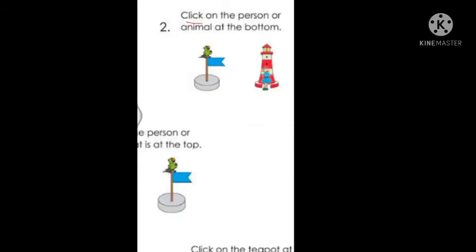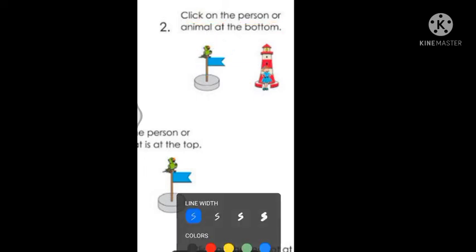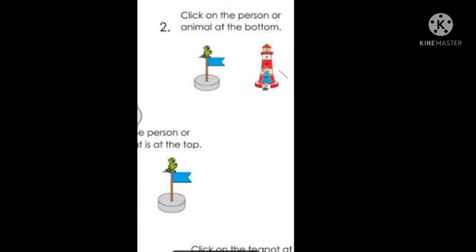Second exercise, click or tick on the person or animal at the bottom. यानी bottom यानी जो नीचे है, right? So here if you observe carefully, अगर ध्यान से देखोगे, one bird is sitting over here, and the girl is standing here near the floor. Can you see? On the floor, right? So we have to tick or circle the person or the animal which is at the bottom, जो bottom पे है. So you can clearly see, अगर आप ध्यान से देखोगे, this girl is standing, right? So we have to put the circle over here. So this girl is at the bottom.